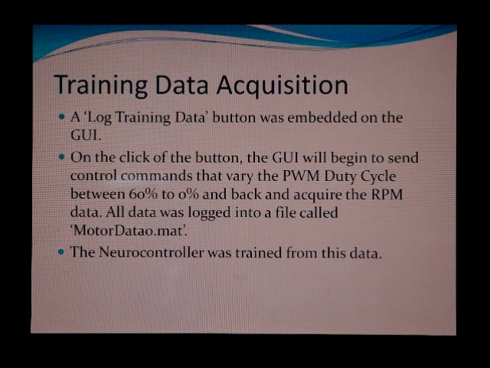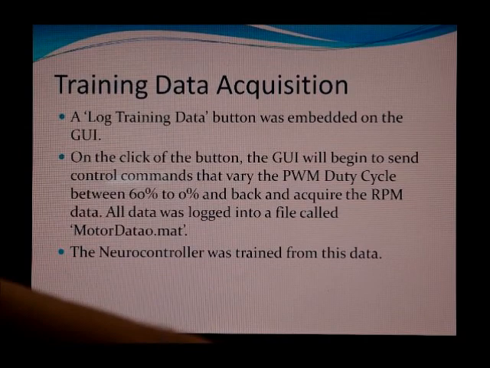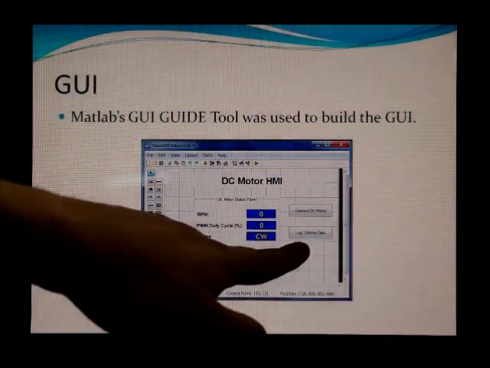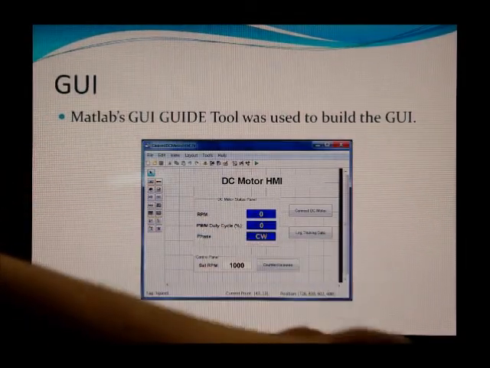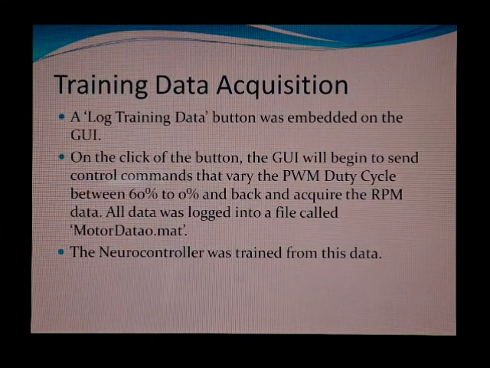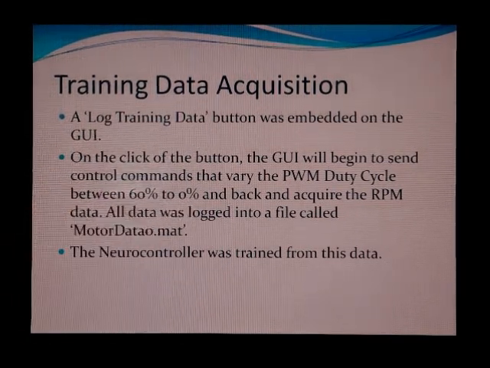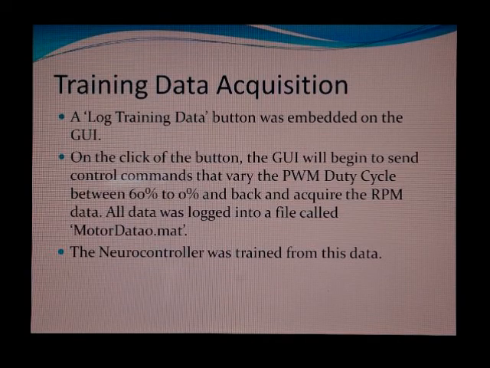As you can see in the previous slide, I have a log training data button. I use that button to log training data from the DC motor. What it does is, once I click the button, it begins to vary the PWM duty cycle that is sent to the DC motor, starting from 60% to 0% and all the way back.